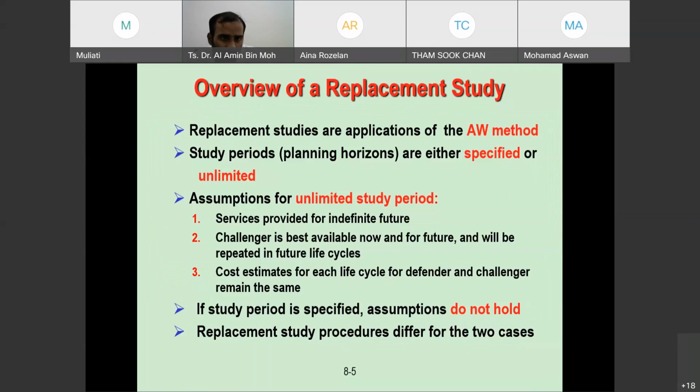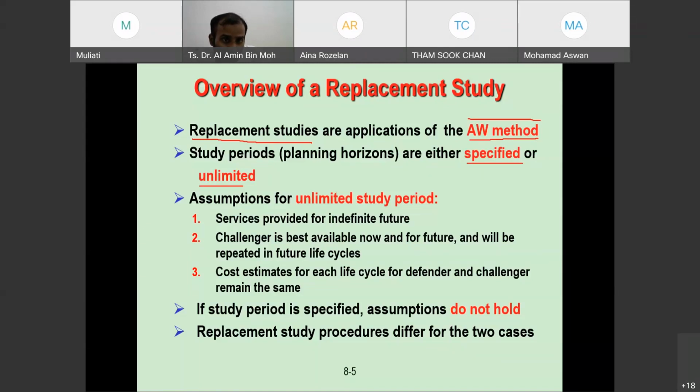So replacement studies are an application of the AW method. Okay, so for replacement, we are going to use AW. Don't use PW or FW. In comparing, the study periods or planning horizon are either specified or unlimited. So when we are assessing, they give us the scenario. They can specify N, like the previous example where N is 2 and N is 5, but they also can be unlimited time.